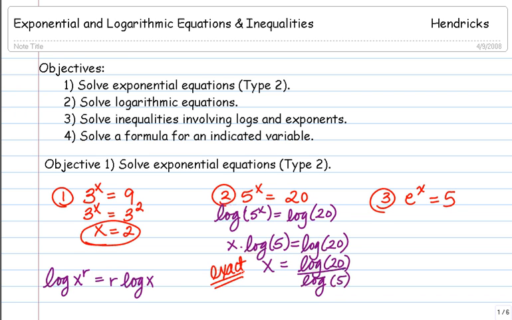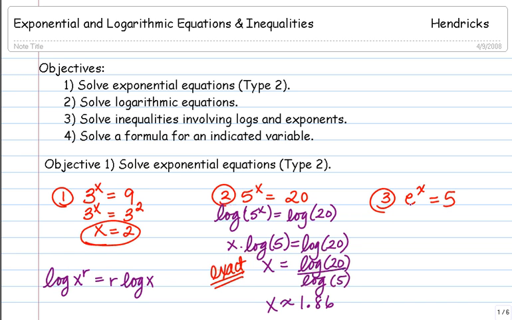Now if you wanted an approximation, you could use your calculator and figure out what log 20 divided by log 5 is. And it turns out to be approximately 1.86. And keep in mind how you could check. This is saying 5 to what power is 20? Well, you know 5 to the first power is 5. 5 squared is 25. So it has to be somewhere between 1 and 2, closer to the 2, and that just makes sense.